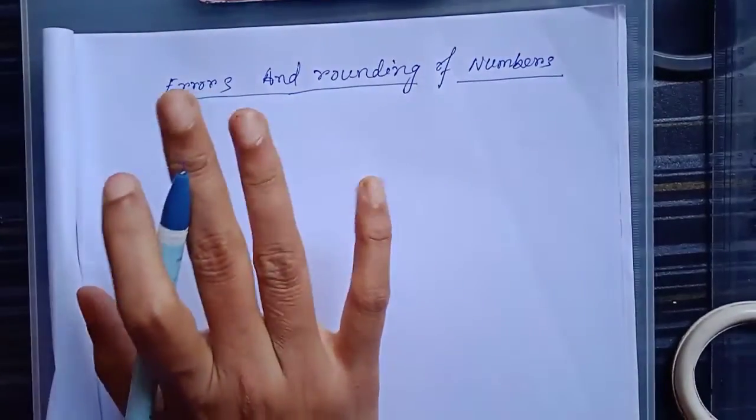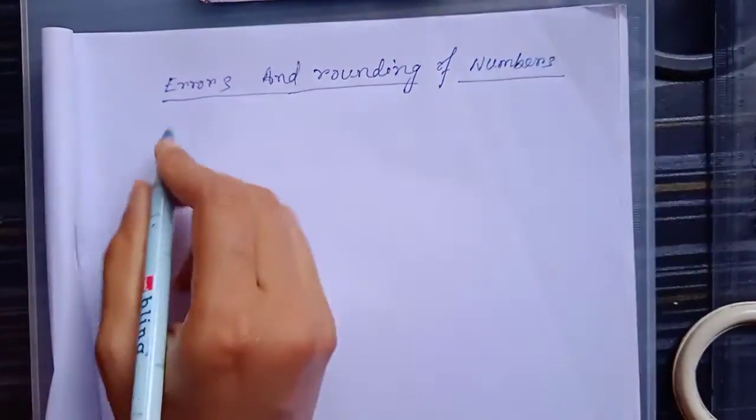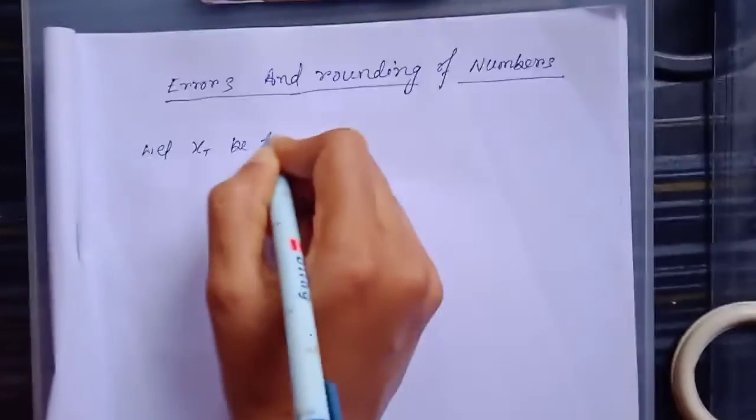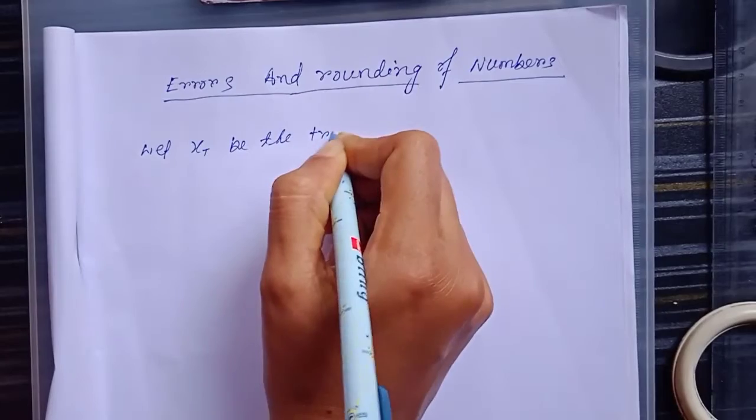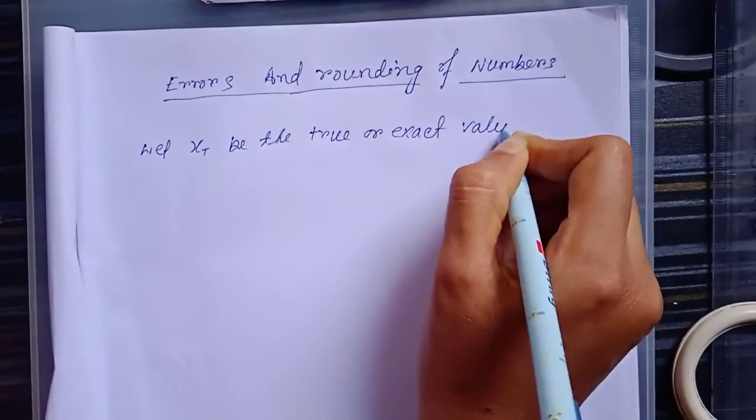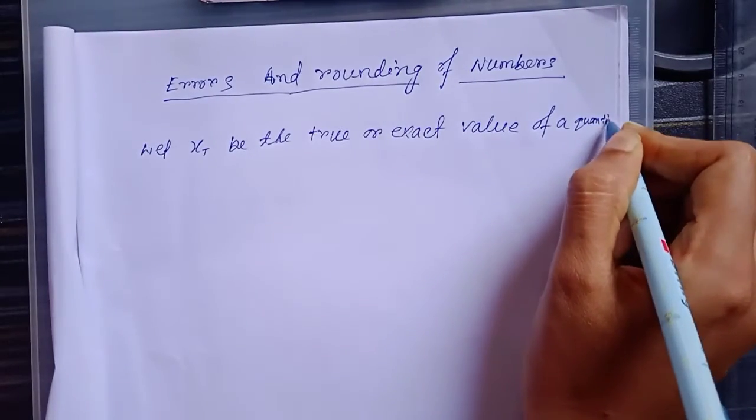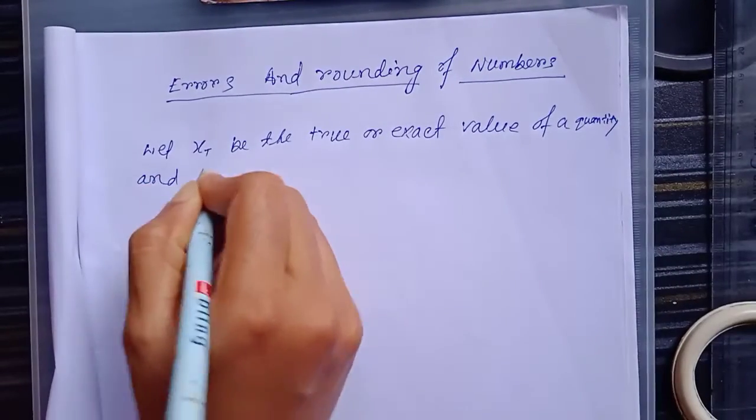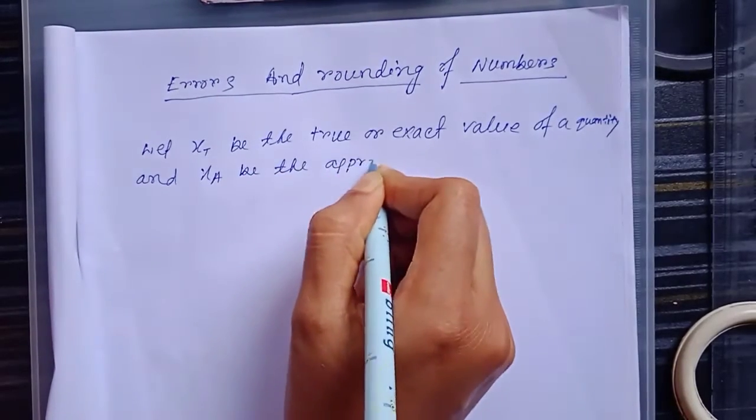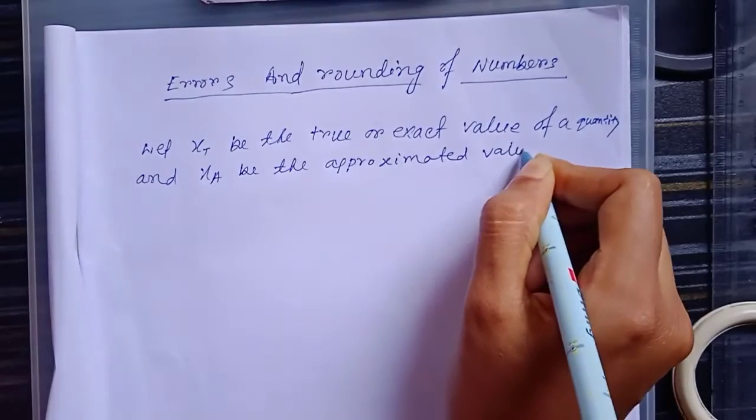Today we are going to learn about errors and rounding of numbers. Let xt be the true or exact value of a quantity and xa be the approximated value of that quantity.